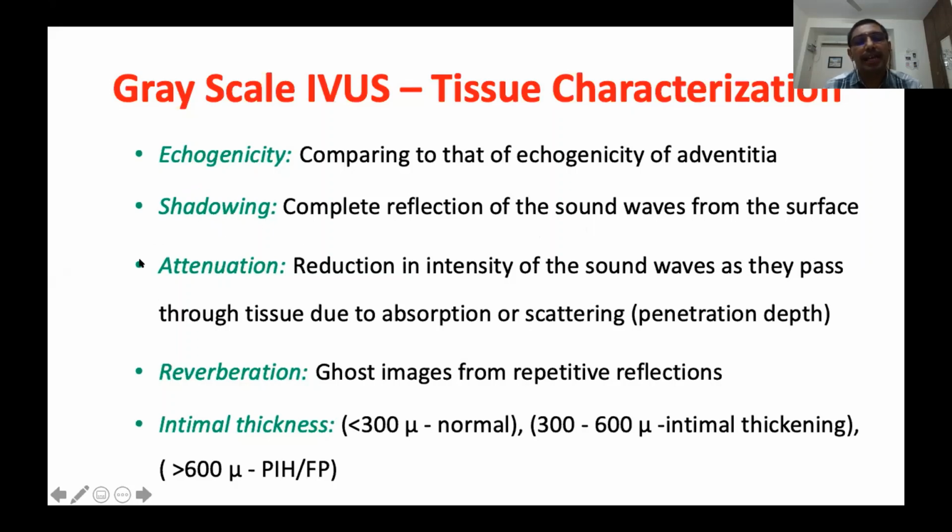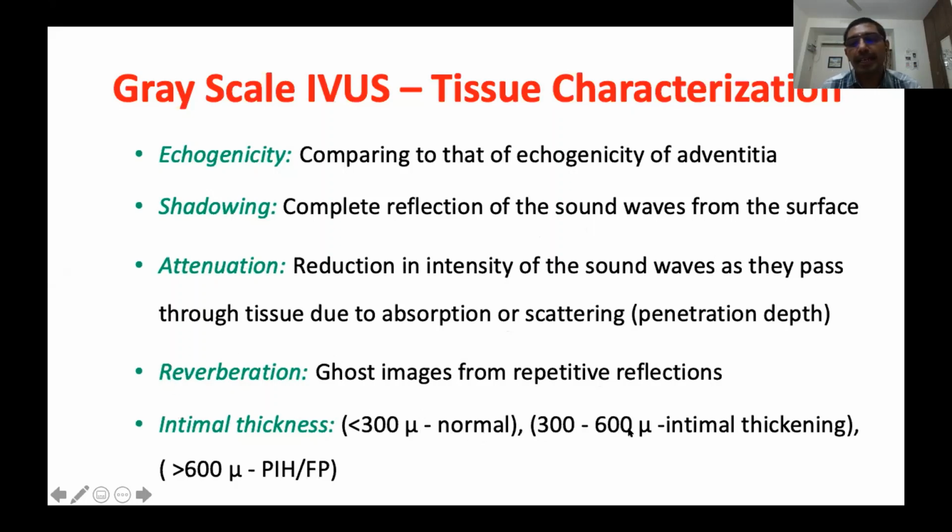Attenuation, again, we have explained previously, is a reduction in the intensity of sound waves as they pass through the tissue due to absorption, scattering, and reflection. That is what determines the penetration depth. The third one is reverberation, which we are going to explain a little later. Reverberations are nothing but ghost images from repetitive reflections of ultrasound waves. Then the fifth characteristic is intimal thickness. Less than 300 microns is normal thickness.